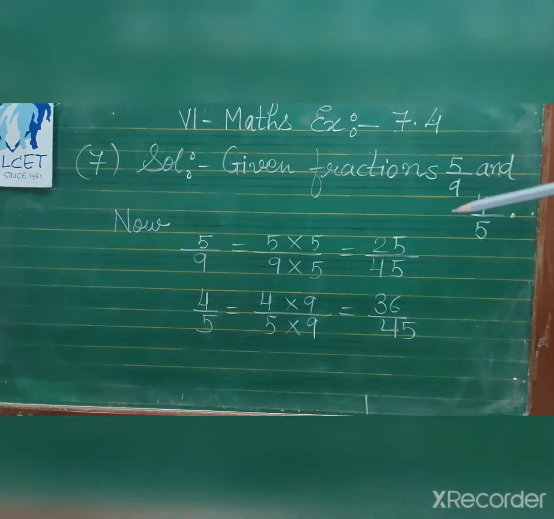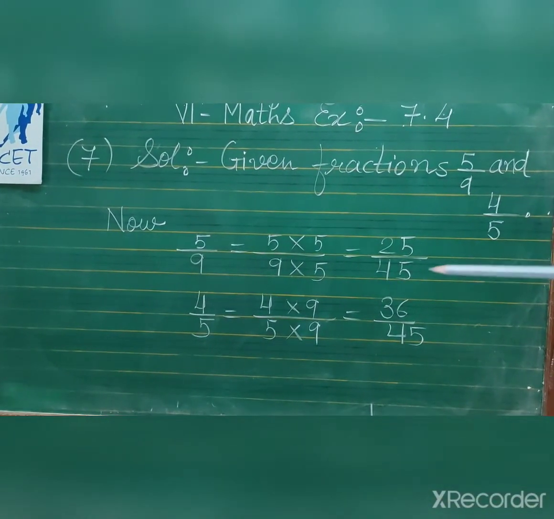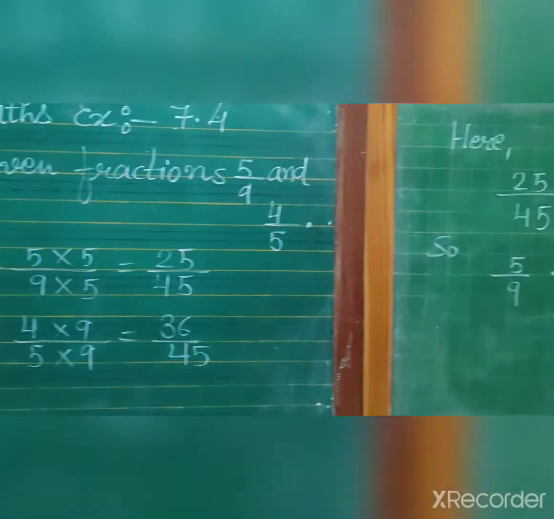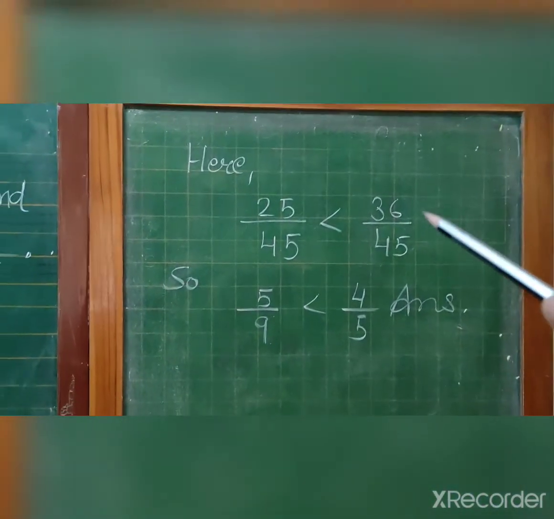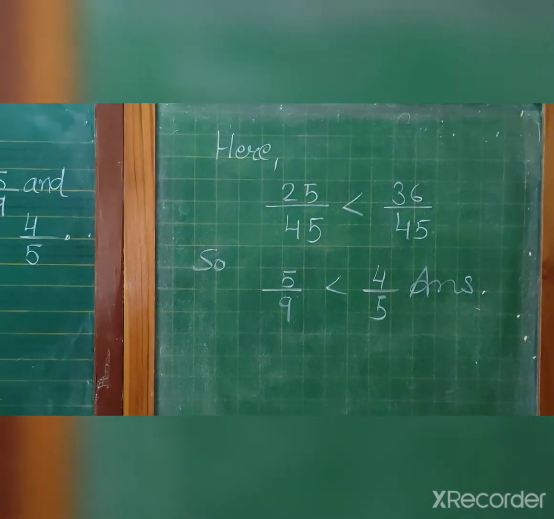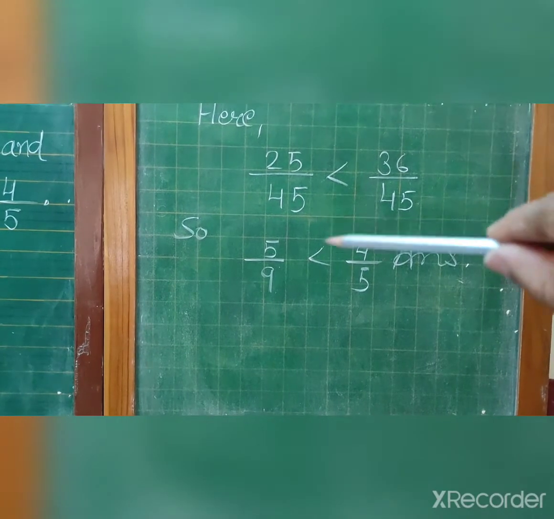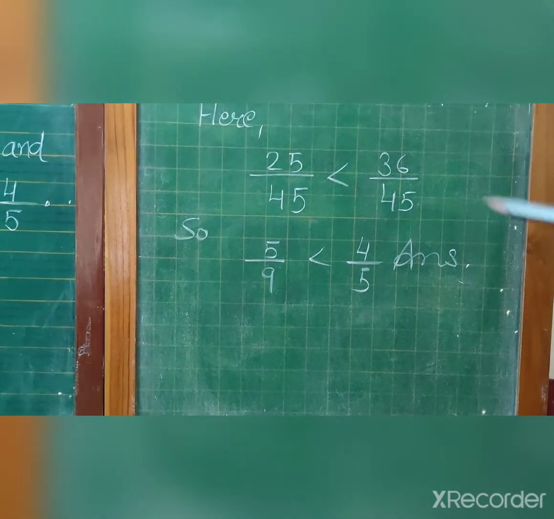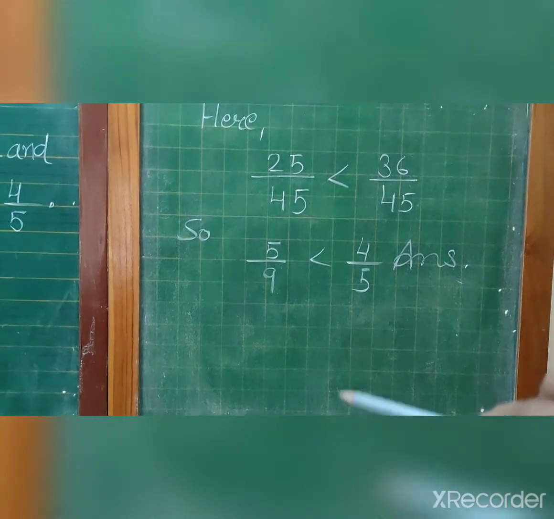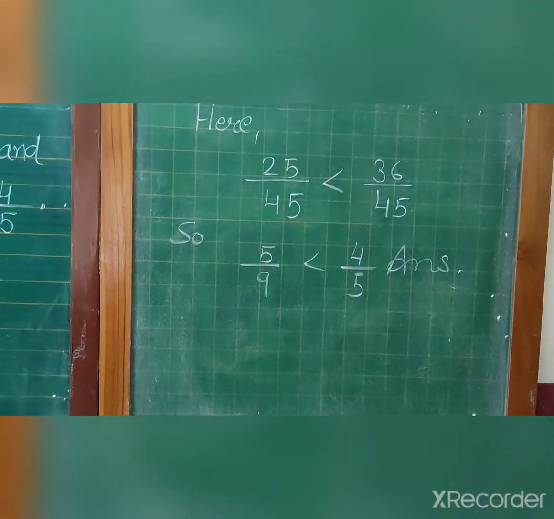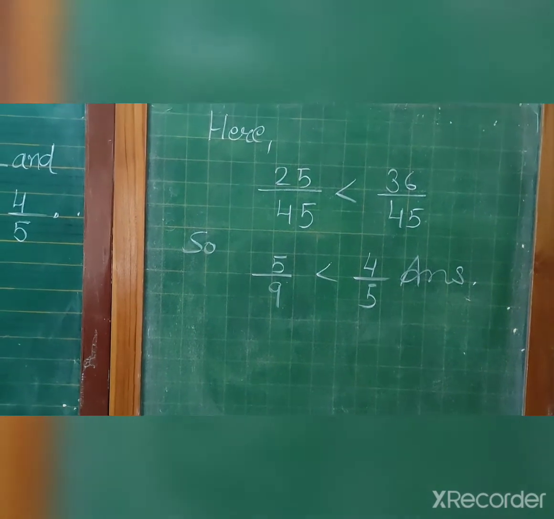After that you can see here 25 upon 45, 36 upon 45, denominators are the same. So 25 is less than 36. That means the original fraction 5 upon 9 is less than 4 upon 5. So both are not equal. So you will write no, 5 upon 9 is not equal to 4 upon 5. In this way you can solve all these 3 questions.